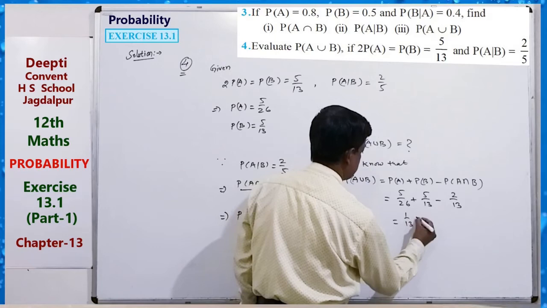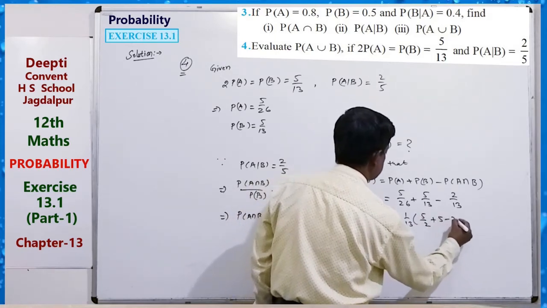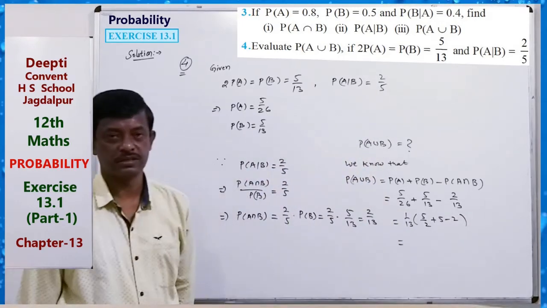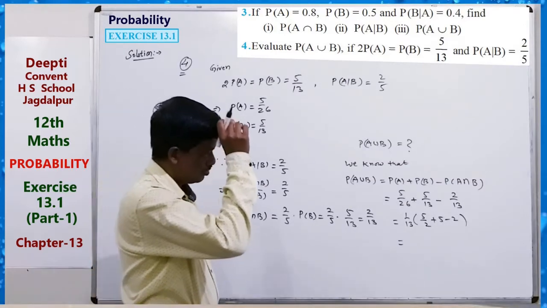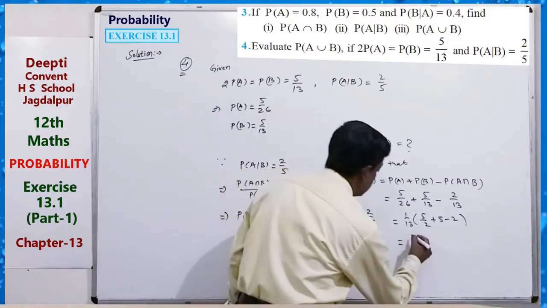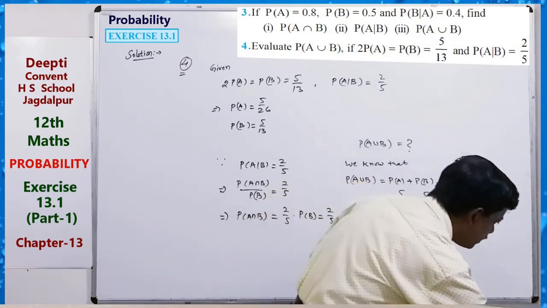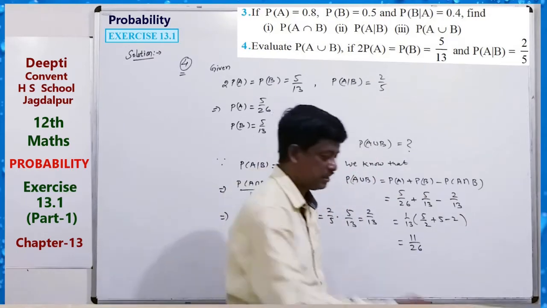Taking 1 by 26 common, 5 plus 10 minus 4, so it is 11 by 26. So the value is 11 by 26. Okay, so this is the answer.